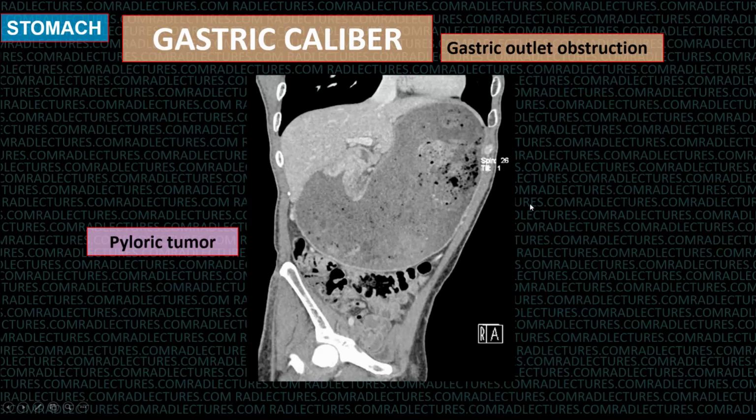Now, of the pyloric tumors that can cause obstruction, cancer is the most common. GIST can also cause obstruction. Lymphoma is less likely to cause obstruction because lymphoma is a soft tumor.